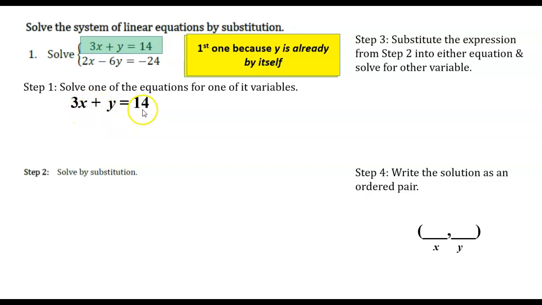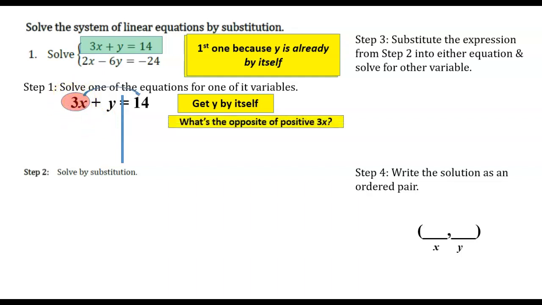So I'll start by writing down the equation. Essentially, I'm just copying that down. Drawing a line right down the equal sign because we're going to move some stuff. We're going to get y by itself. What's the opposite of a positive 3x? A negative 3x. So, 3x, take away 3x is just 0. Cancels out. And I'm left with y equals.